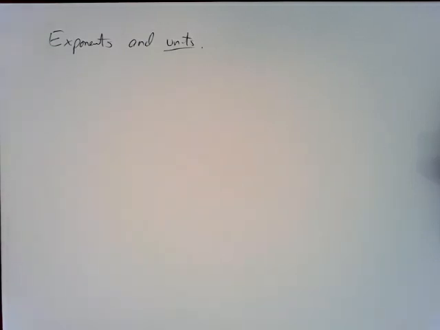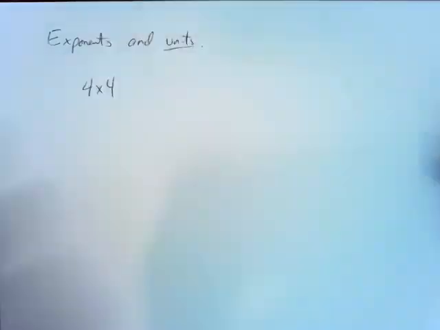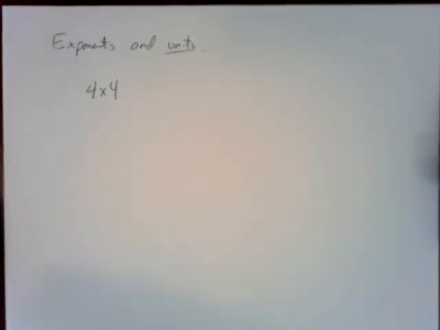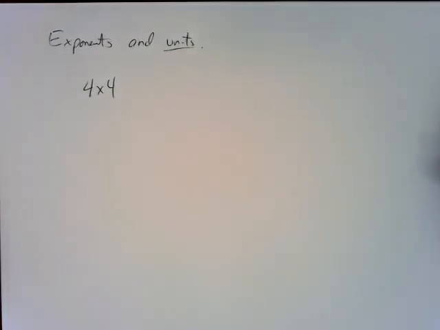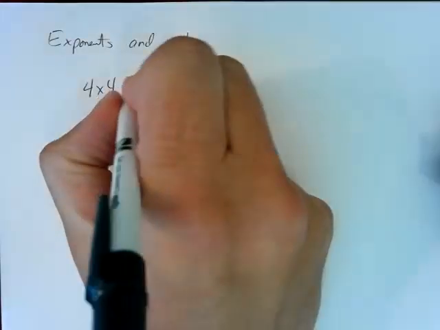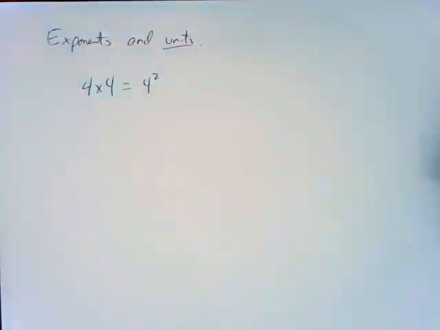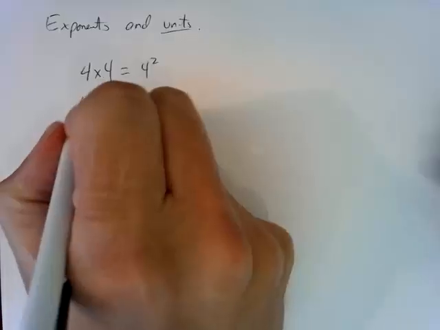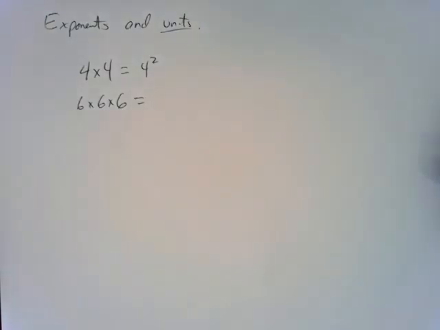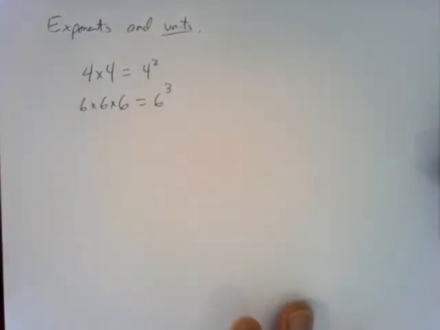So with exponents and units, I'm going to again start with something that I think we know, that if we say something like 4 times 4, yeah, we could type that into the calculator and get 16. Again, I'm not interested in the actual numbers as much as in the symbolic representation of numbers and being able to manipulate those. But we're going to take what we do with numbers and then by logic extend that to what we do with symbols and units. So 4 times 4 can also be rewritten as 4 squared. 6 times 6 times 6 could be written as 6 cubed. Right? So we're familiar with that with numbers.